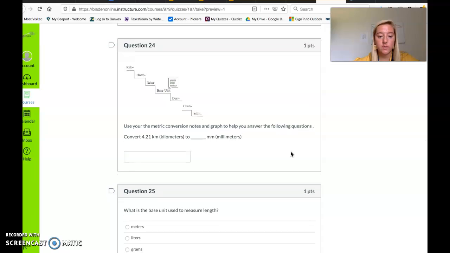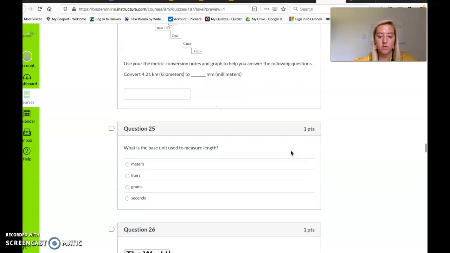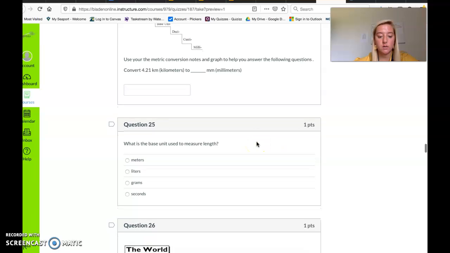Question 24. Use the metric conversion notes and graph to help you answer the following questions. Convert 4.21 kilometers to millimeters. Question 25. What is the base unit for measure of length? Is it meters, liters, grams, or seconds?